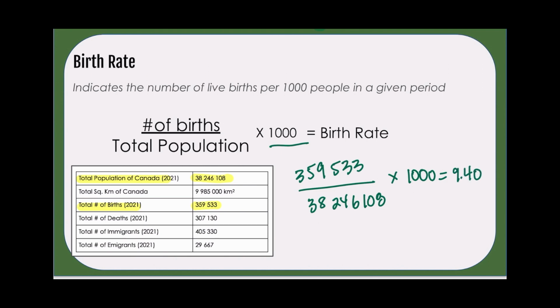Now, I know what you're going to say. In math, we should be dropping our 0 there. And so therefore the answer should be 9.4 births per 1,000 people. So in this instance, we will not be able to go to 2 decimal places. So for the purposes of birth rate, our answer is 9.4 births per 1,000 people.